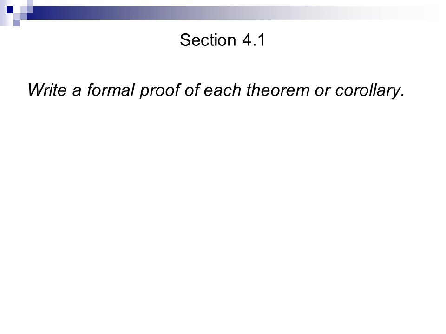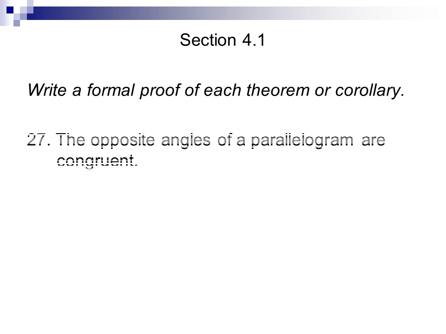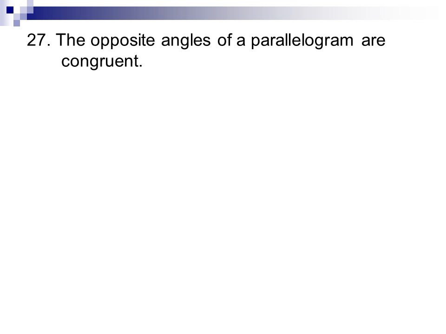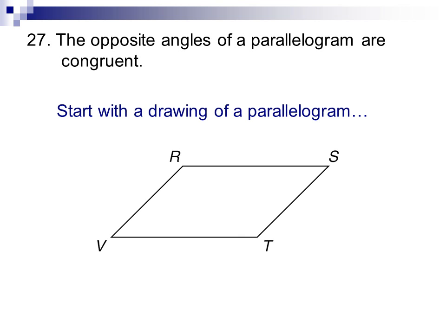Write a formal proof of each theorem or corollary. Number 27. The opposite angles of a parallelogram are congruent. Where do we begin with putting together this proof?